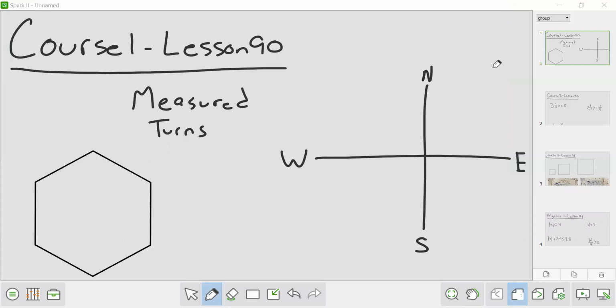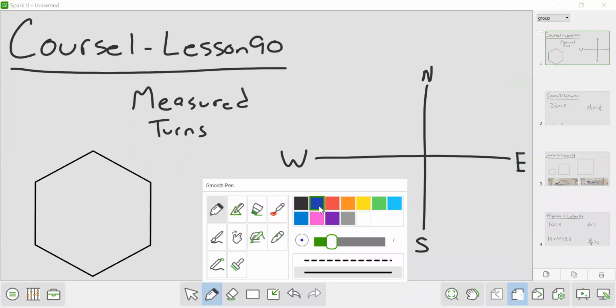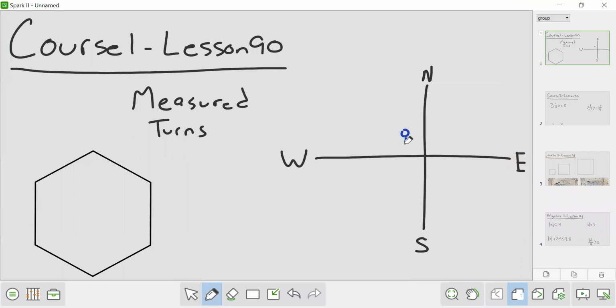If I'm standing right here, and I'm facing north, and I make what some people call a quarter turn to the left, which direction am I going to be facing? West. West, all right.